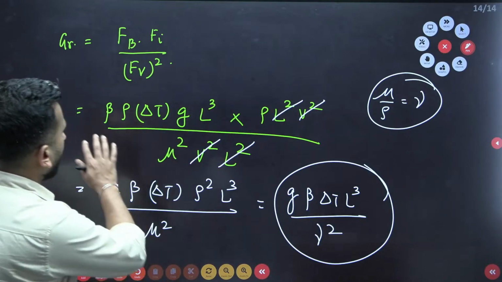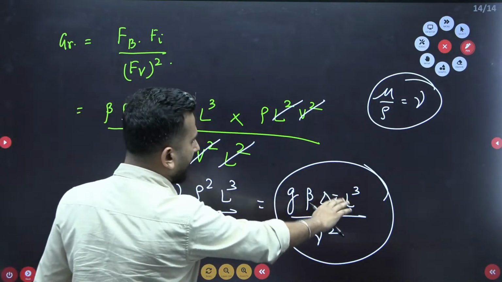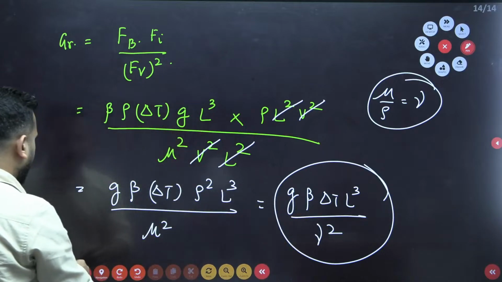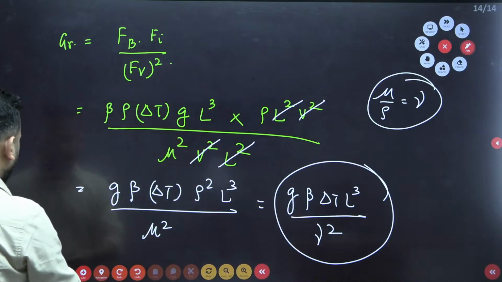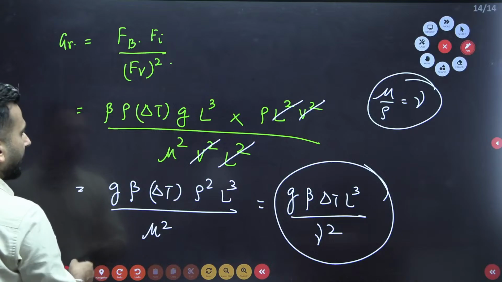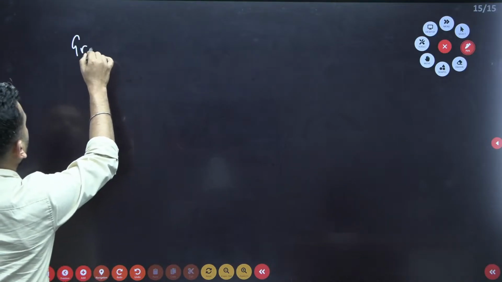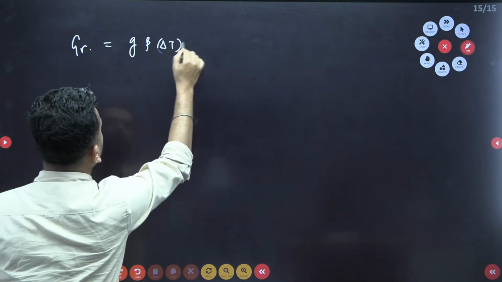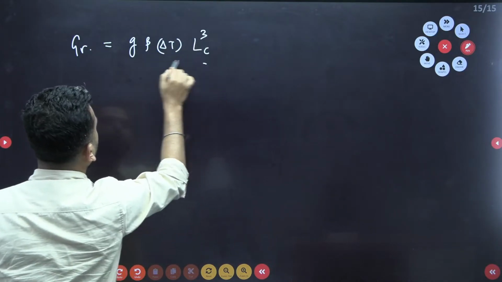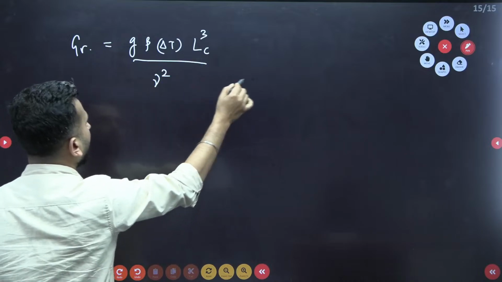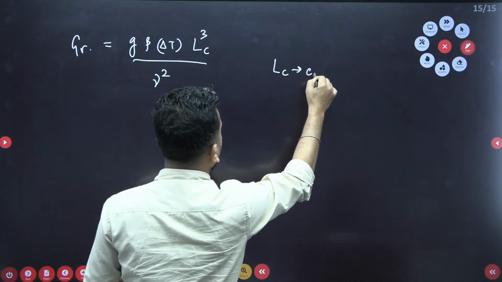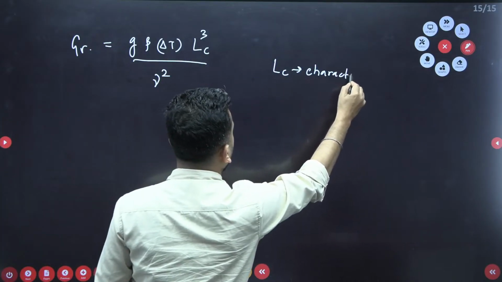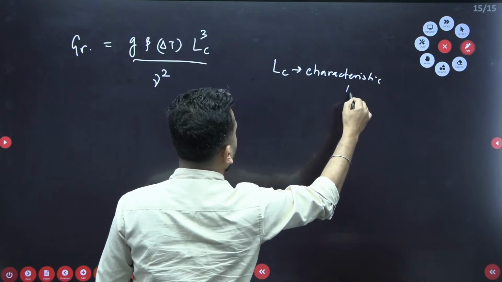So what is Grashoff's number? Grashoff's number is g beta delta T Lc cube by nu square. Now what is Lc? Lc is the characteristic length.